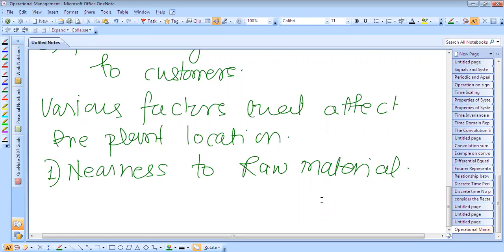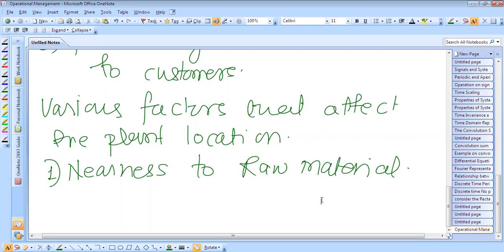So they have to also bear the transportation cost, and the transportation cost will be added to the manufacturing cost, and the cost of production of electricity will be increased. That is why you should always install the plant very near to the raw materials. So it will reduce the cost of transportation of raw material.